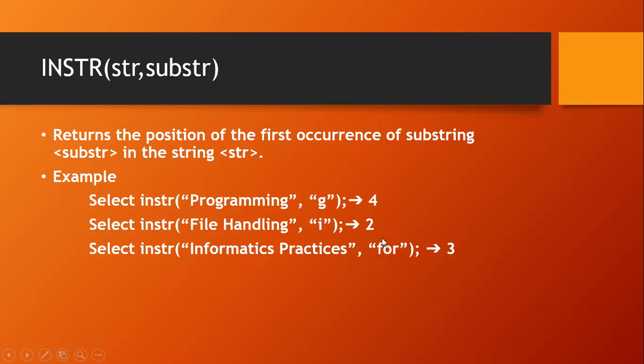Even though I have given a longer substring, it will only check the first character of the substring. What is the first character? f. And in which position is it occurring? It is occurring in the third position, and hence you got the output as 3. Just keep it in mind, even though many characters are there in the substring, it will only check the first character in the substring and where it is occurring for the first time.